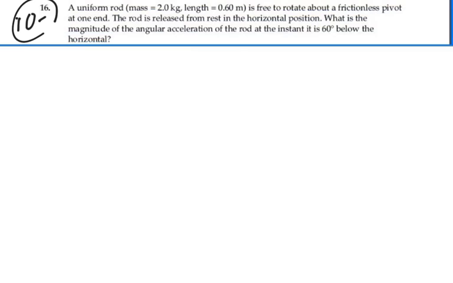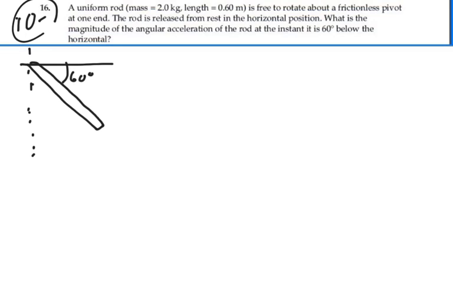If we have a rod that has reached 60 degrees below the horizontal, and if we're really looking for something like angular acceleration, then we should really be thinking in terms of torque. So torque will give us angular acceleration. So this is a torque problem.